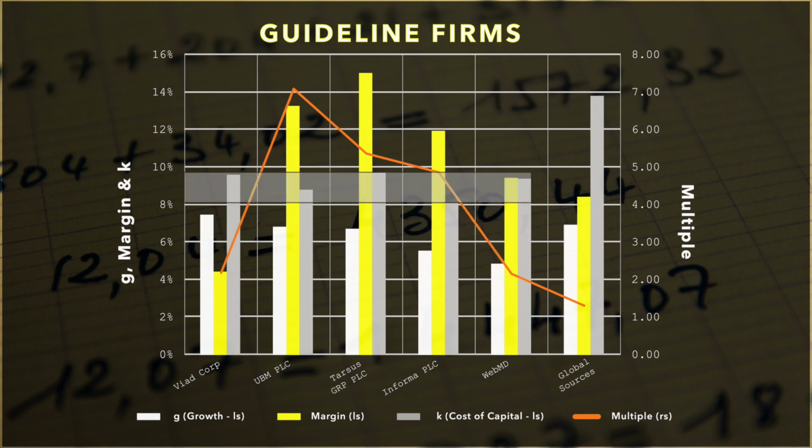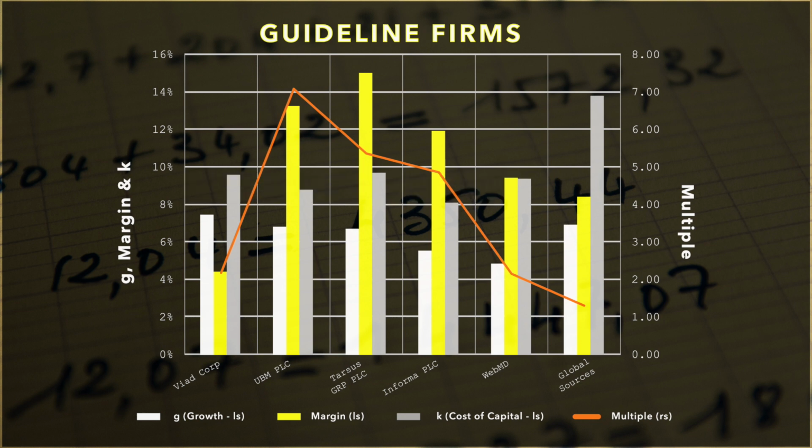Now here, the cost of capital, as you note, except for global source, also varies within a narrow range. You would expect something like this because the systematic risk that produces a cost of capital is very much similar across firms within the same sector, within the same industry.